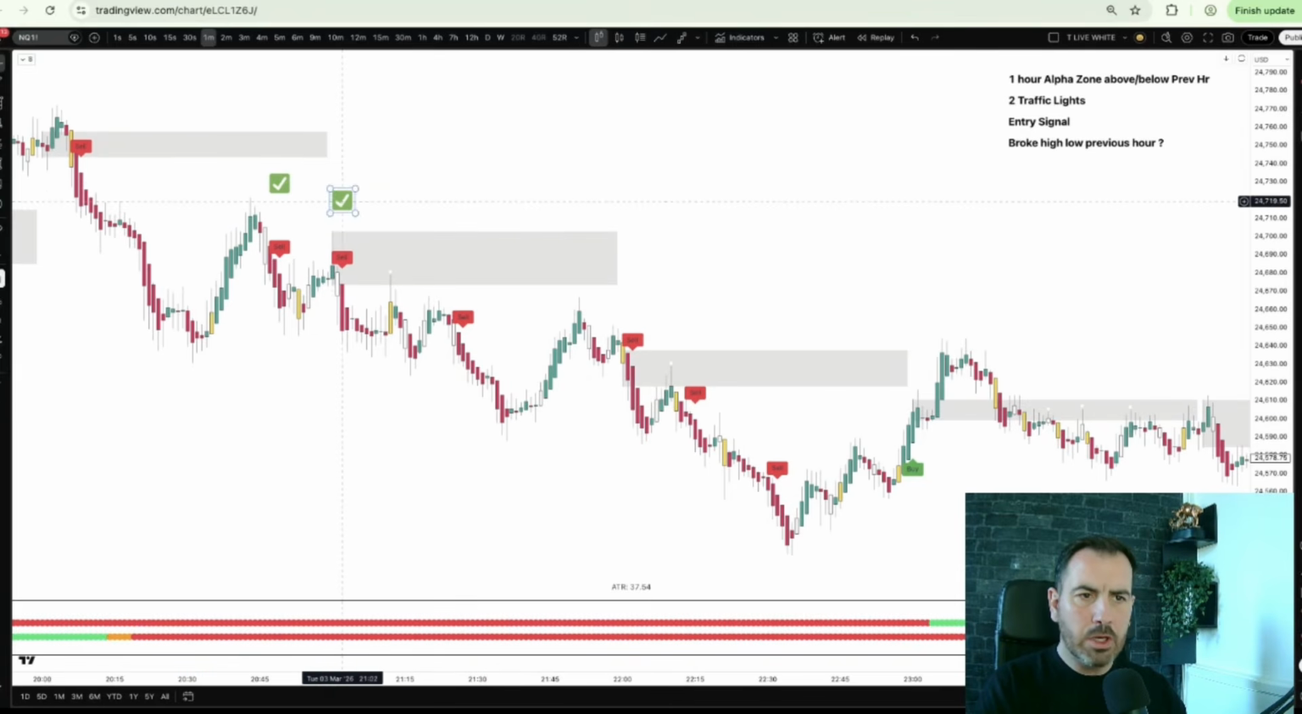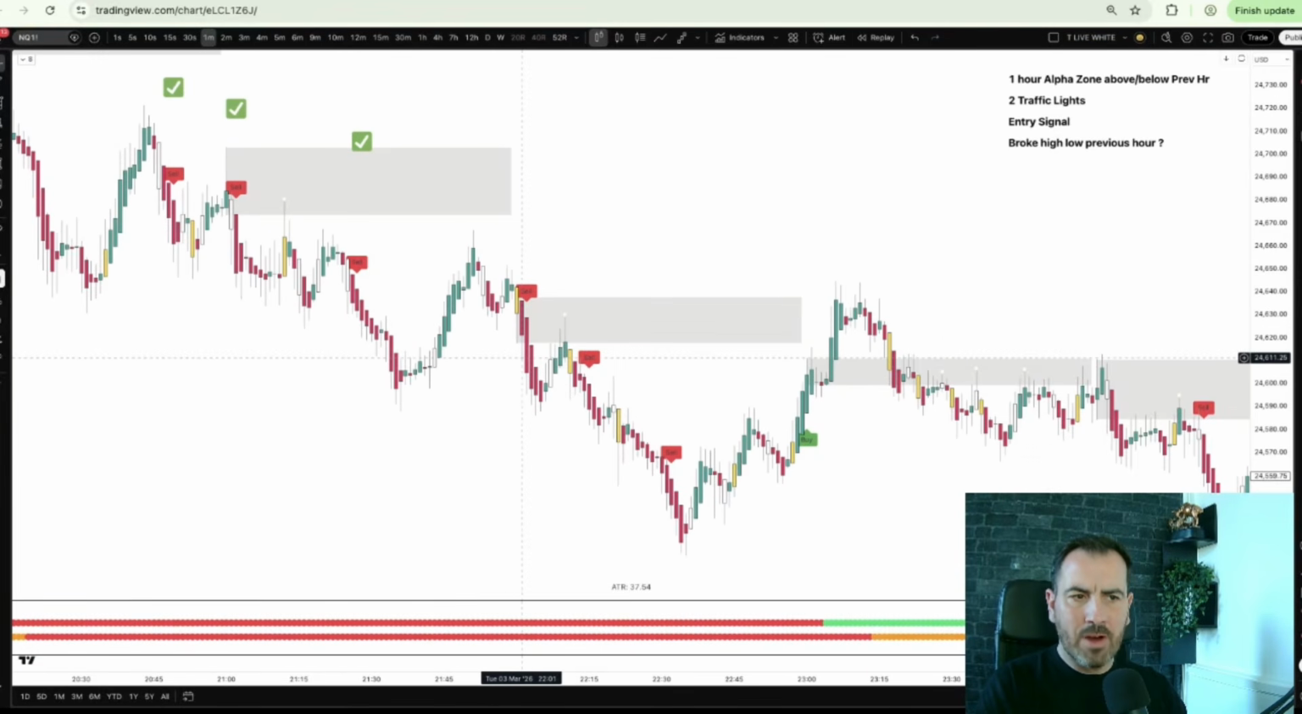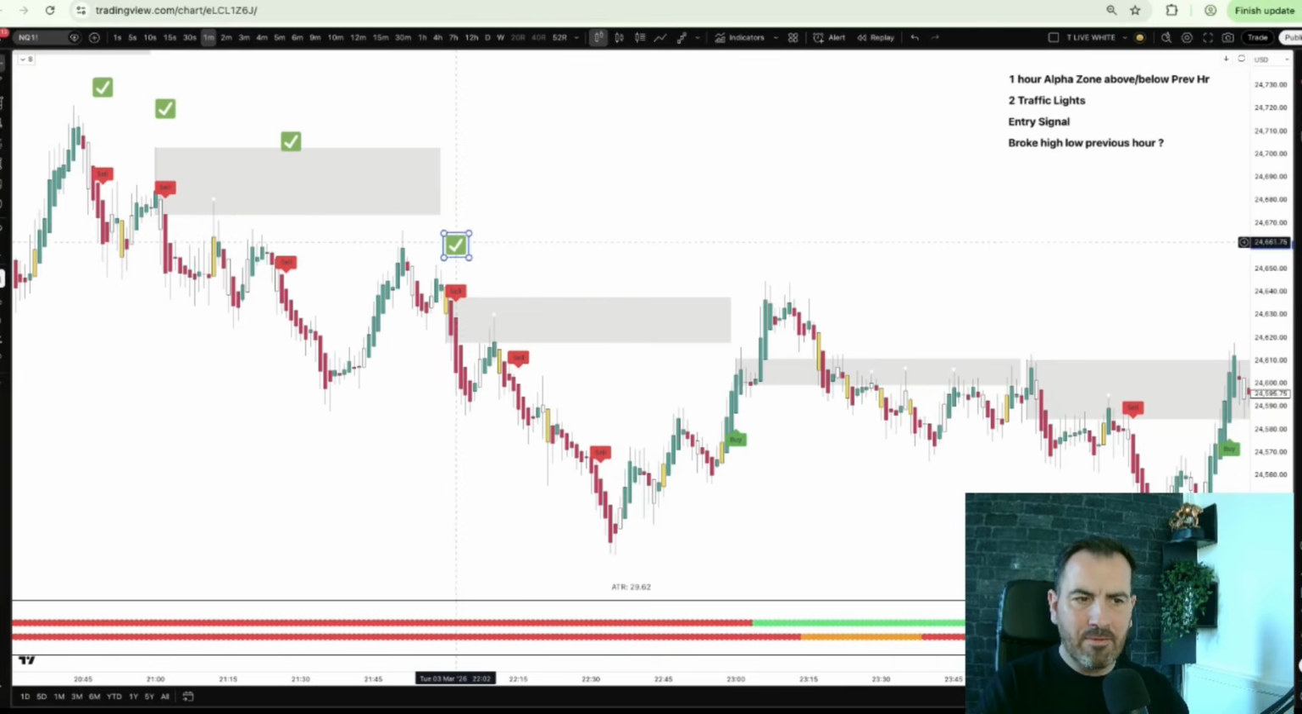This hour is still bullish, exactly the same process. Our traffic lights haven't changed. At a new hour, our traffic lights are red, our alpha zone opens below, and we get another sell signal there. So that is our 4th win on the bounce. Make that 5 as this one drops down again.